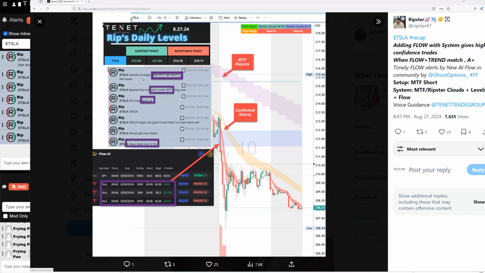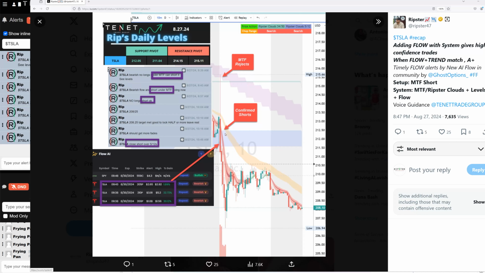But anyways, you can see that I told everybody bearish, no long. I did tell everybody to short it under the MTF. There's the MTF, the multi-time frame clouds, then there are pre-market lows. So, high conviction short, right? A lot of pivots right here together. That gives you a high conviction short, and on top of it you get flow that gives you another high conviction short. You can see I continuously told my community short, short under MTF, still heavy, more fades.